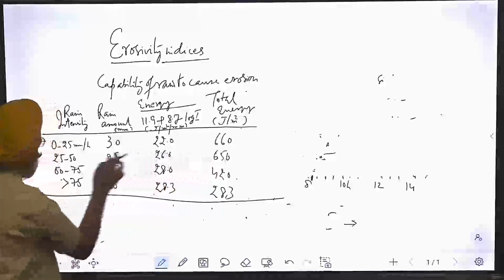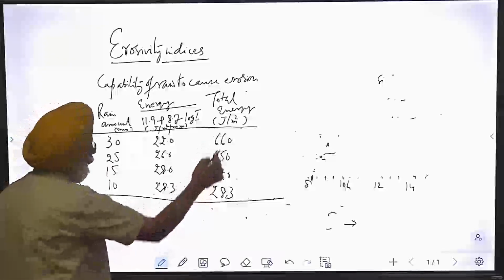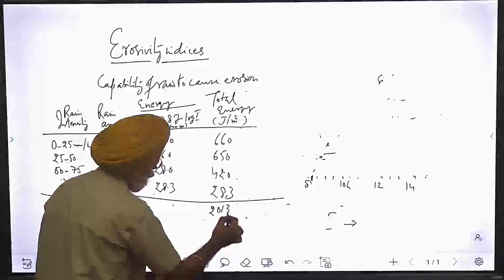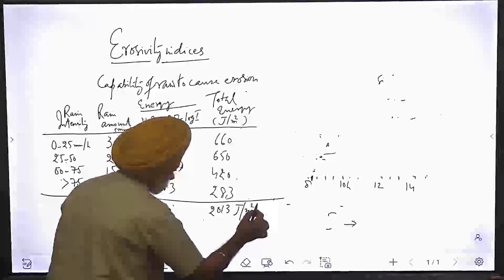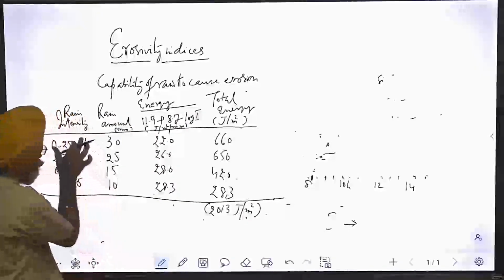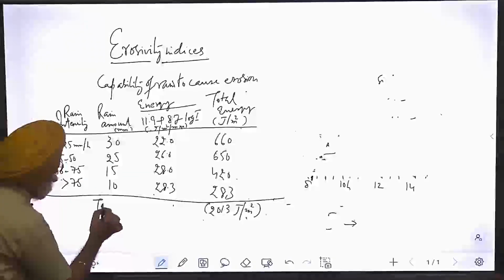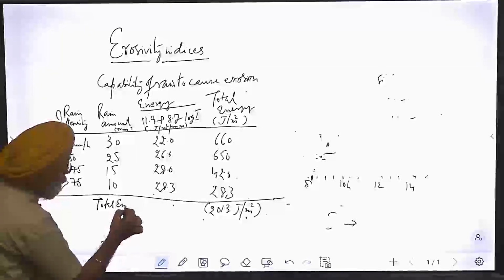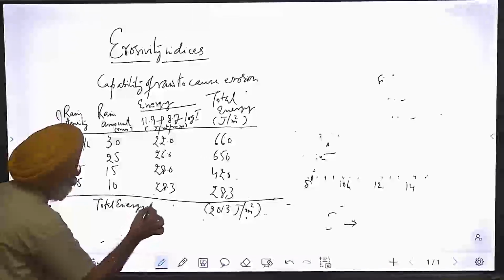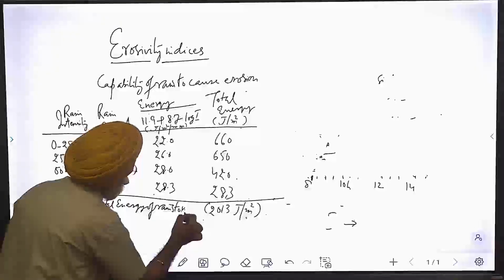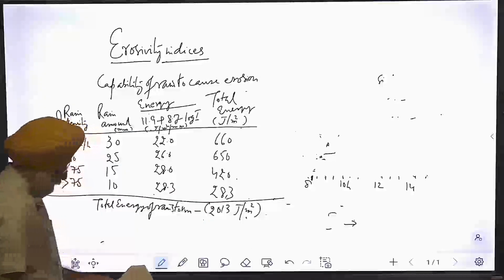Then we will add these up. This comes out to be 2013 joules per square meter. Now, this is the total energy of the rainstorm, because your rainstorm occurred like this. So, this is the total energy of the rainstorm.